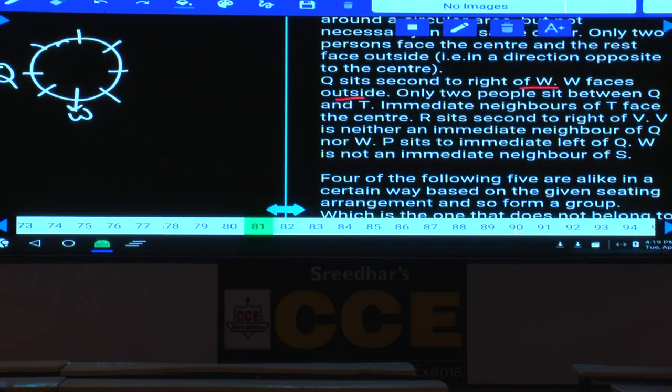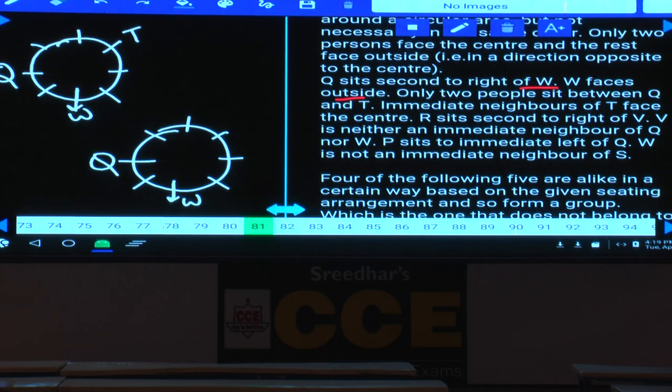Then only 2 people between Q and T. As only 2 people between Q and T, tell me how many possibilities we can have? 2 possibilities. Hence T can be here, or what is the other possibility wherein we can have this T? 1, 2, 3, 4, 5, 6, 7, 8. Now this W is away from the center and Q is here. Only 2 people between Q and T, T must be here.